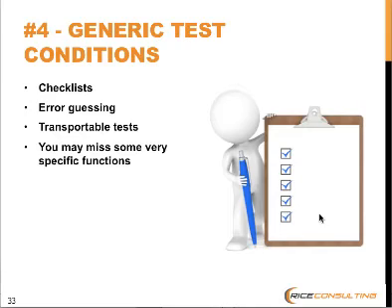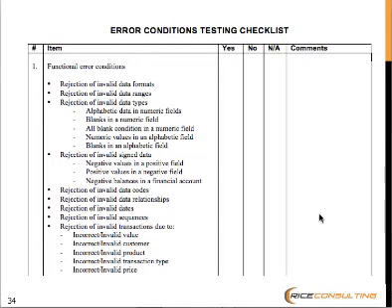And just like the previous one, you may miss some specific functions. So this is just kind of like a basic test, and then you may have to add some specific test into test calculations and such. But you'll see here, like functional error conditions, I want to reject invalid data formats, invalid data ranges, invalid data types, such as alpha in a numeric field, blanks in a numeric field, and so forth.